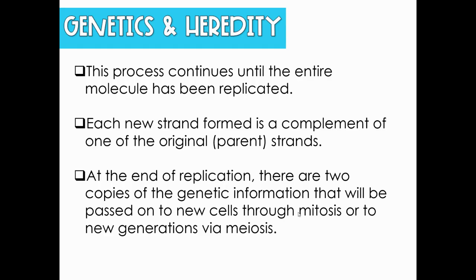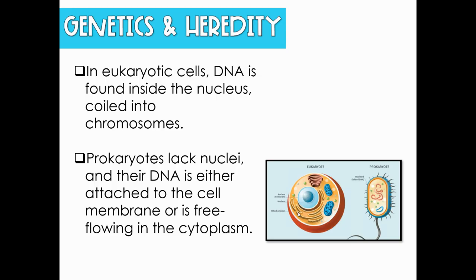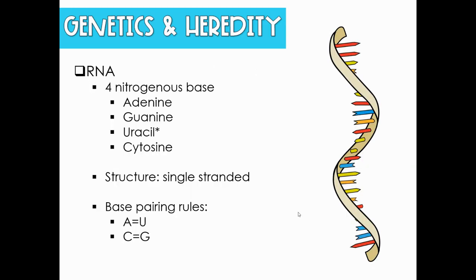So this replicated DNA will be passed to new cells through the process of mitosis or to new generations through meiosis. Just a reminder, in eukaryotic cells, DNA is found in the nucleus, and it's coiled into chromosomes. I have a picture of that in just a second. I'll show you. And we can have prokaryotes that also contain DNA, but remember, since prokaryotes do not have a nucleus, their DNA is going to either be attached to the cell membrane or free-floating in the cytoplasm.